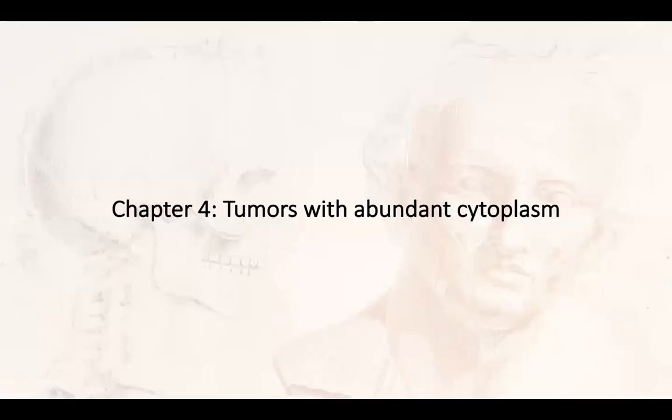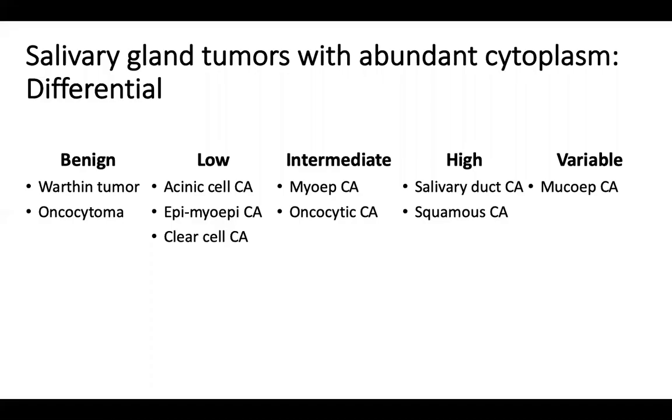All right, so let's move on to tumors with abundant cytoplasm. We've got to really move, I'm running out of time. So salivary gland tumors with abundant cytoplasm, it's a pretty wide differential, including benign and malignant lesions. Again, these are just your standard de facto grades for these lesions.